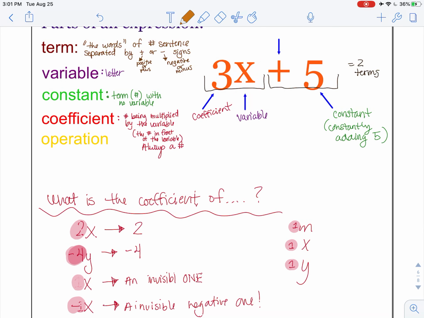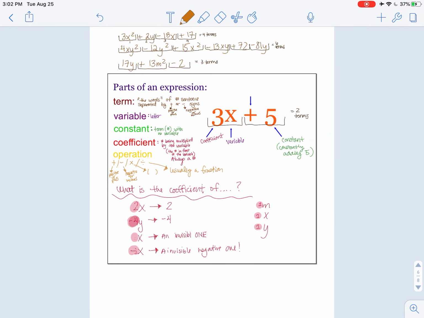Last but not least, we're going to look at what is an operation. An operation is the math that's happening. Addition, subtraction, multiplication, or division. Remember, addition is the same as a positive sign. Positive sign and plus are the same. Negative sign or minus are the same. Multiplication, all right, I will be using parentheses for that, and division is usually represented by a fraction. So that's the parts of an expression when you are actually looking at a physical expression.